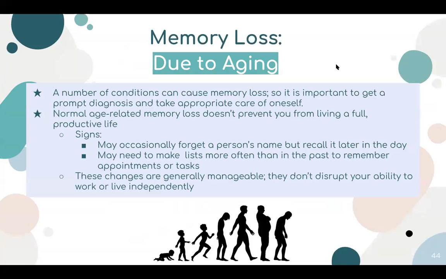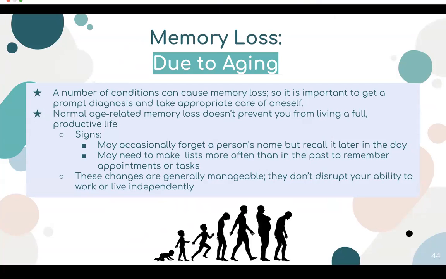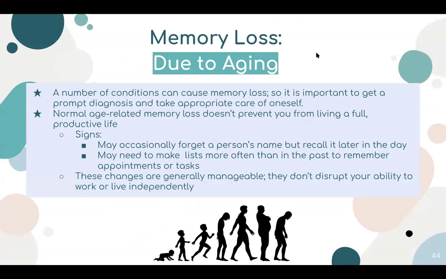Now, coming to memory loss. What exactly is memory loss? It is the inability to remember events for a period of time, often due to brain injury, illness, or the effects of drugs or alcohol. The first effect is aging. A number of conditions can cause memory loss, so it is important to get a prompt diagnosis and take appropriate care of oneself.